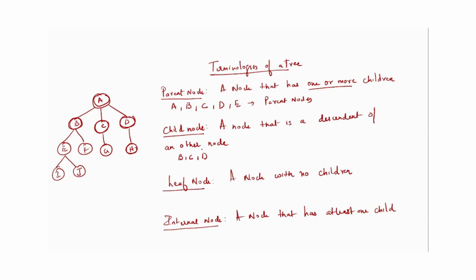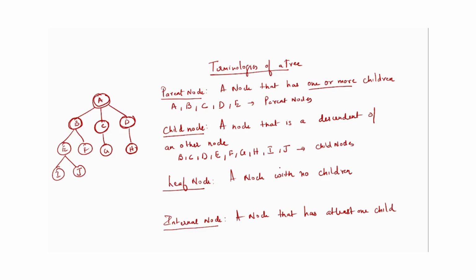Now E is also a child node because it is a descendant of B. F is a child node because it is a descendant of B. G is a child node because it is a descendant of C. H is also a child node because it is a descendant of D. And I is a descendant of E, and J is a descendant of E. Right? So these are all child nodes.